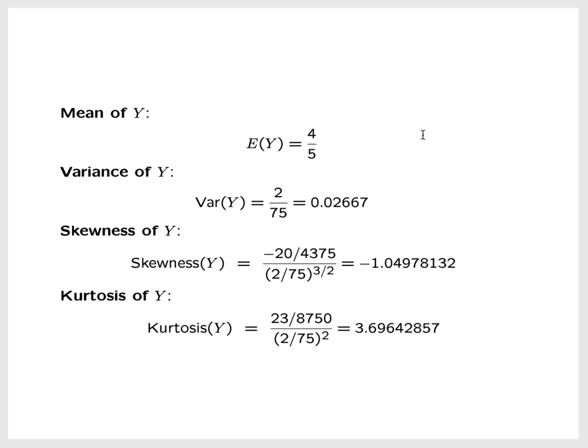Once we have the first raw moment and the second, third, and fourth central moments, we can conclude that the mean of the marginal distribution of y is 4/5, or 0.8. The variance of the marginal distribution of y is 2 over 75, or approximately 0.02667. The skewness is negative 1.04978. And the kurtosis of the marginal distribution of y is 3.6964.